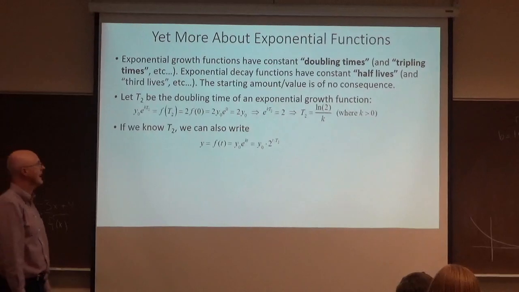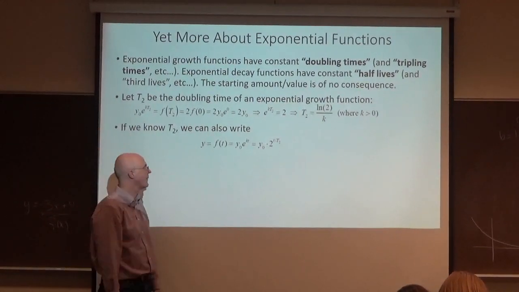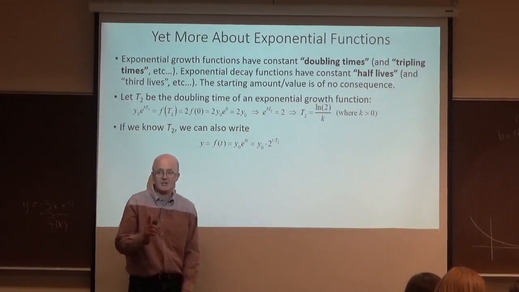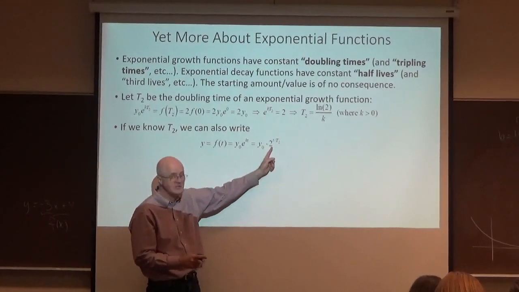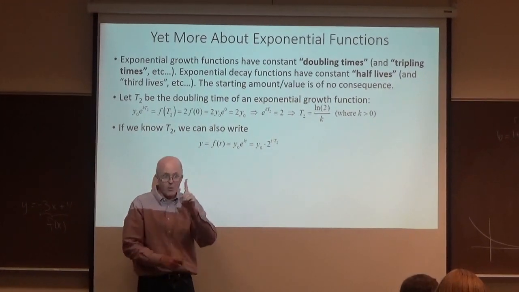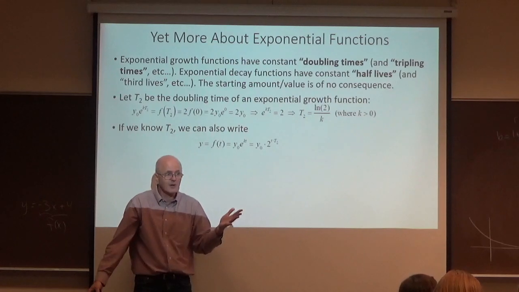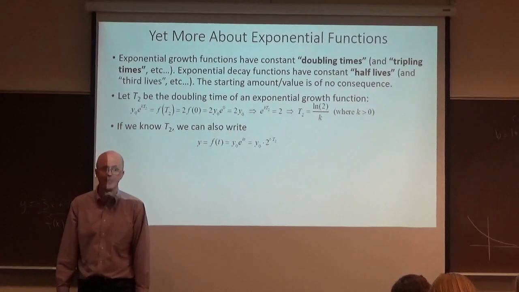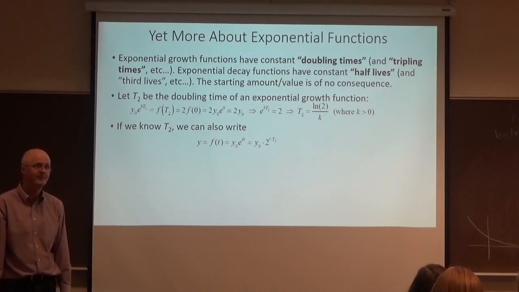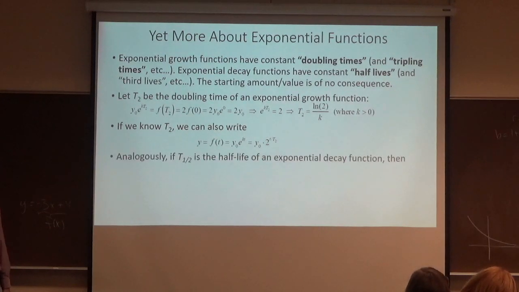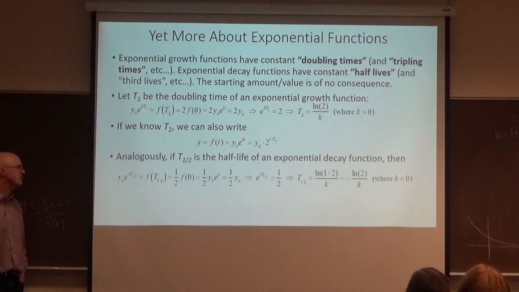And if you know the doubling time, then it's in some ways more convenient to write the exponential function like this. And this should make good intuitive sense, because if you replace little t by T2, right there, you get T2 divided by T2, that's 1. 2 to the first is 2. y0 times 2. y0 has doubled in value.